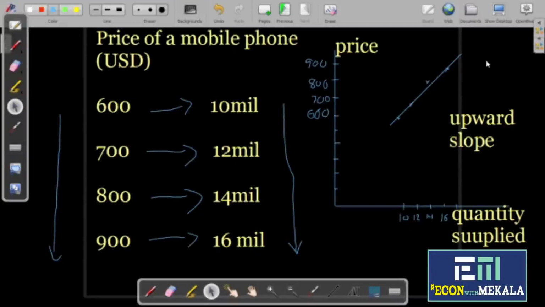So this is pretty much the summary. What is supply? How does a supply curve look like? How does a supply schedule look like? And what is the relationship between price and quantity supplied? In other words, we call it the slope of supply.